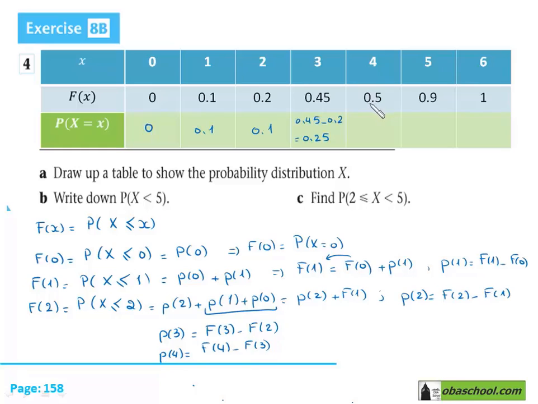Okay, now for the probability of 4, it is F(4) minus F(3). F(4) is 0.5 minus 0.45. The answer is 0.05. Probability for 5 is F(5) minus F(4).